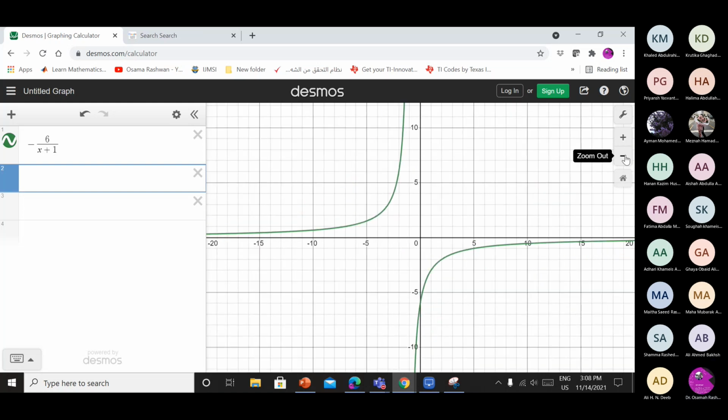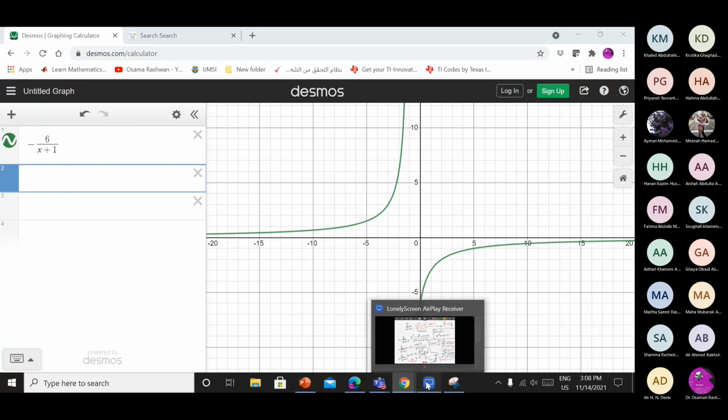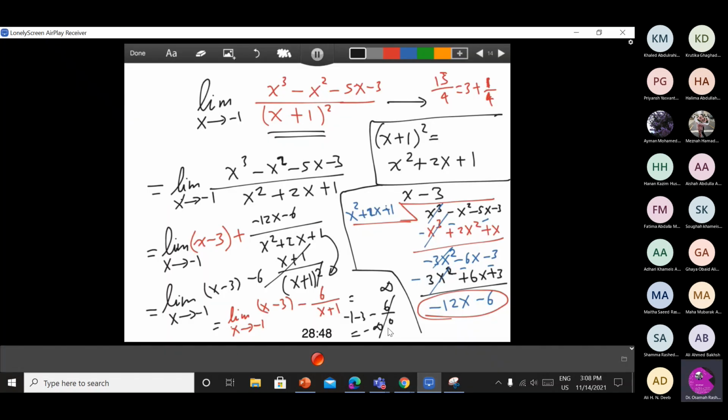Okay. What is minus 1? Minus 1 is here, right? Yes, doctor. So when x tends to minus 1, you are going to go for what? From the left, you go to infinity. From the right, go to minus infinity, right? And this is what I wrote for you here, right? Yes, doctor. Okay. So this is the point.